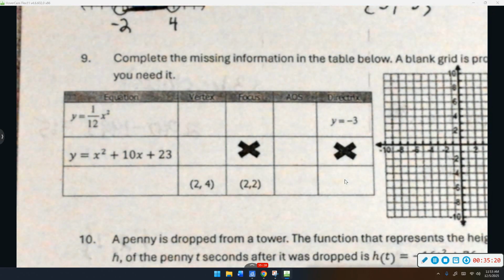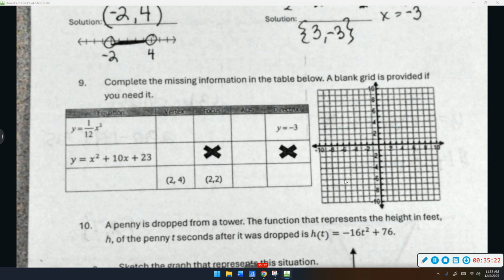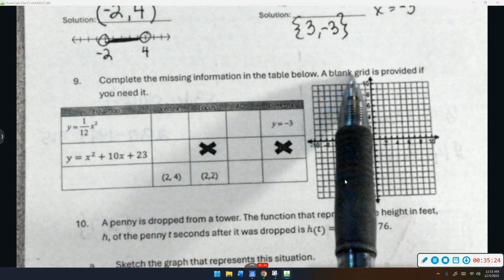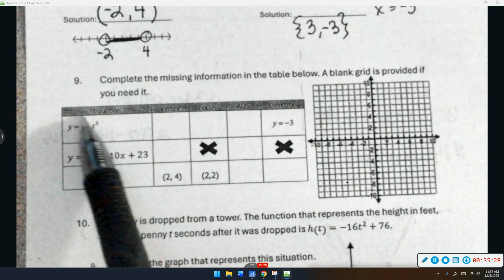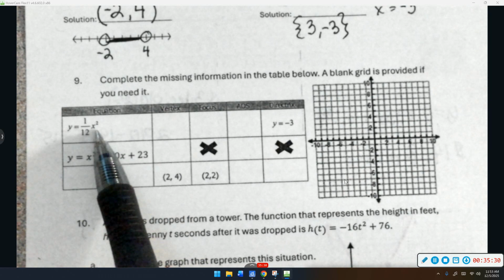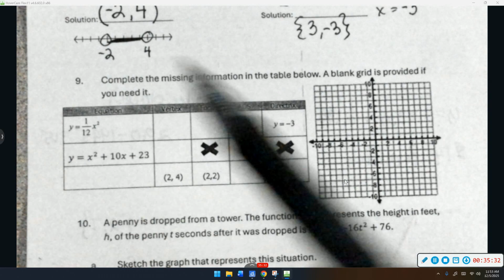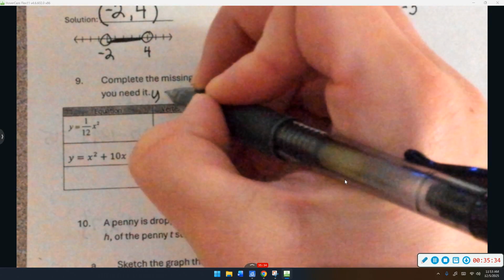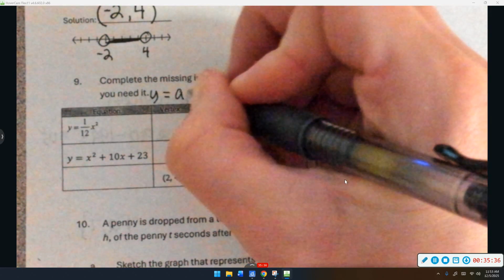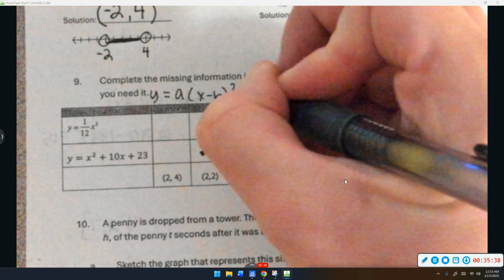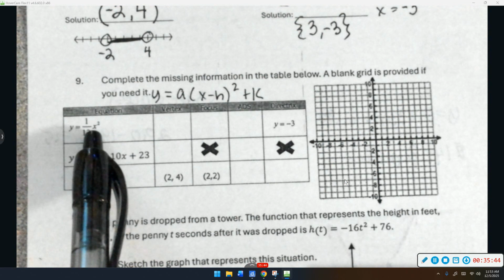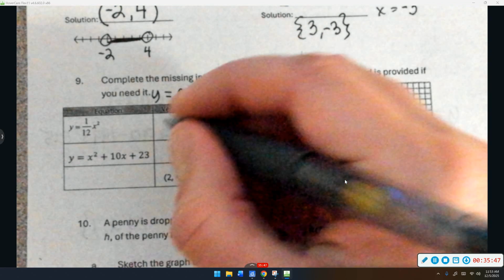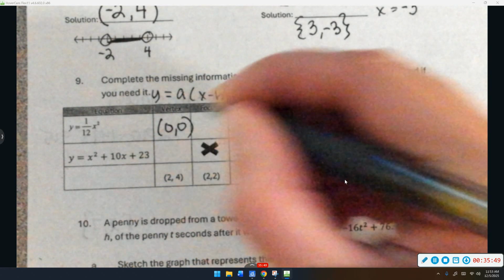Okay. All right. So number 9 says, complete the missing information in the table below. A blank grid is provided if you need it. Okay. So here's our equation: y equals 1/12 x squared. What's the vertex? Okay. Remember this: y equals a times (x minus h) squared plus k. Our vertex is (h, k). So in this one there is no h or k, so our vertex must be (0, 0).